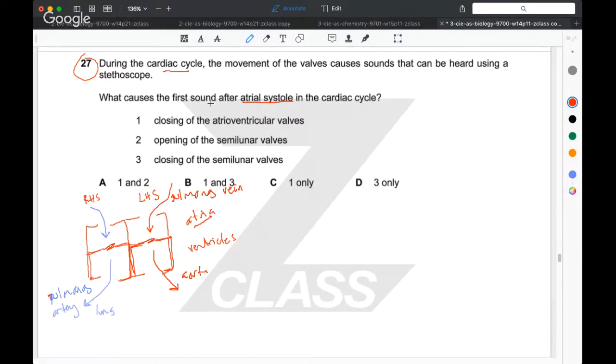And so the first sound that you're going to hear after the atrial systole has finished is these valves here closing. And so those valves are the atrioventricular valves. And they're going to close after the atrial systole has finished, so that when the compression happens here in the ventricles, then there's no blood flowing back to the atria where the blood has just come from. And so the first sound that you hear is this closing of the atrioventricular valves, which is the answer C.